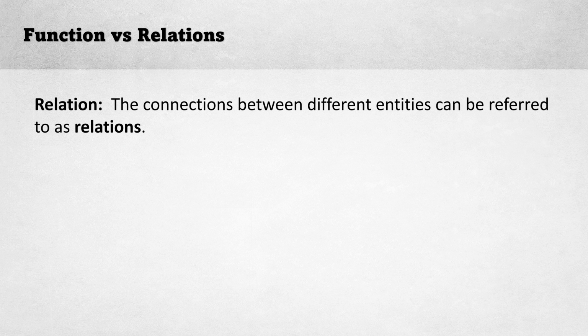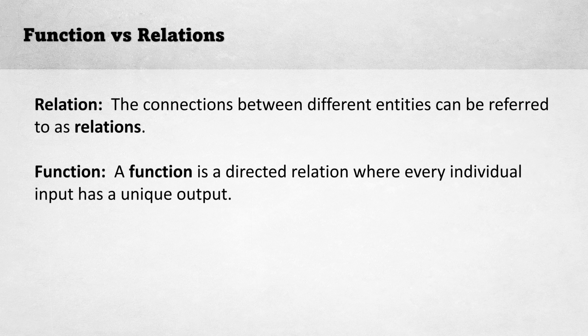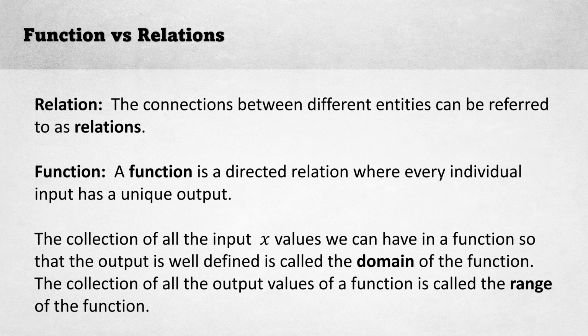A relation is the way two things are connected or related to each other. A function is a relation where every individual input has a unique output. The collection of all inputs, or x values, that are defined by the function is called the domain of the function, and the collection of all outputs, or y values, defined by the function is called the range of the function.